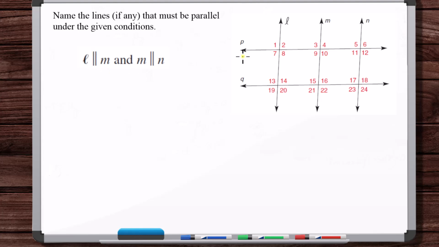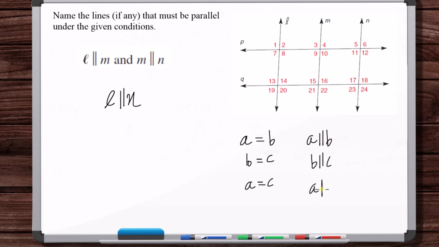Okay, if L is parallel to M and M is parallel to N, then does that give us information about other lines that must be parallel? Well, yeah, we know that L must be parallel to N. We talked about why this is the case. This is the transitive property of parallelism. Like with numbers in equality, if A is equal to B and B is equal to C, then A is equal to C. Well, it works the same way with parallel. If A is parallel to B and B is parallel to C, then A must be parallel to C. And again, in the textbook section, we talked about why this is the case.